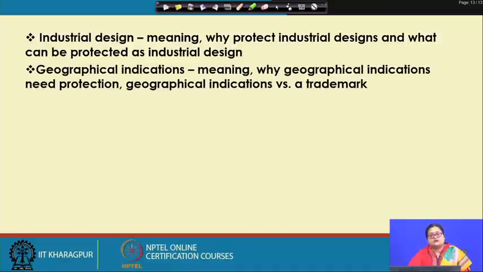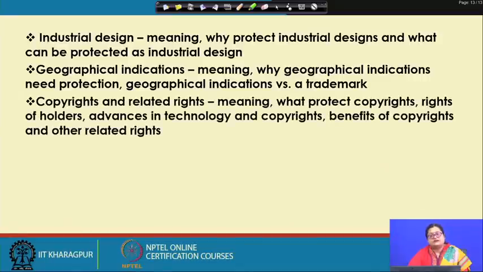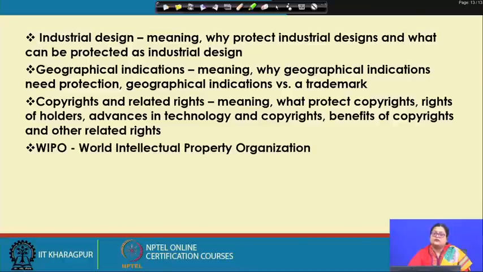We will discuss also geographical indications, meaning, why geographical indications need protection, geographical indications versus trademark. We will discuss copyrights and related rights, meaning, what protects copyrights, rights of holders, advances in technology and copyrights, benefits of copyrights and other related rights. And we will also discuss the World Intellectual Property Organization.